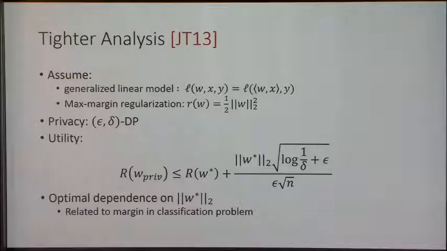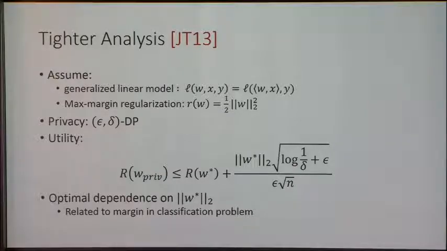So in recent work with Abhradeep, we showed that if we assume that we have a generalized linear model, that is, we have a linear model in W, and L is just a convex function over this linear model, and if the regularizer is the L2 norm regularizer, then using the same Gaussian noise, we'll have epsilon delta differential privacy, but the dependence on W star is now optimal and there is no dependence on D.